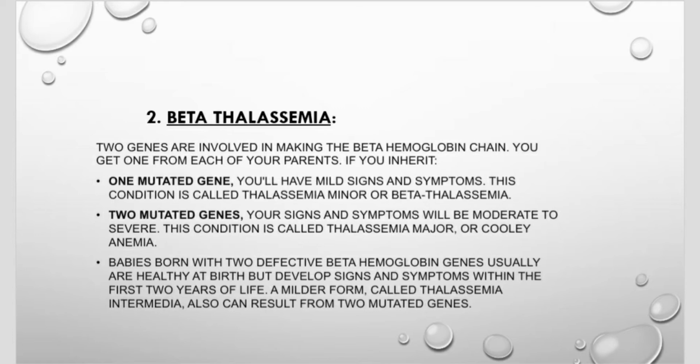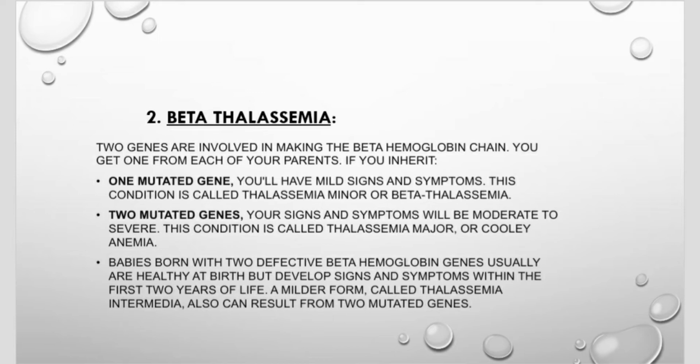That means if a child inherits one mutated gene, then he will have mild signs and symptoms. This thalassemia is called thalassemia minor or beta thalassemia. But if a child inherits two mutated genes, then the signs and symptoms will be moderate to severe. This condition is called major thalassemia, thalassemia major, or Cooley anemia.